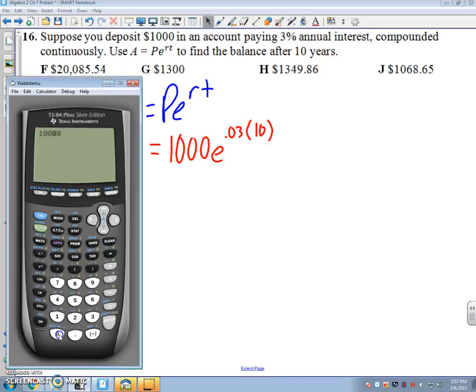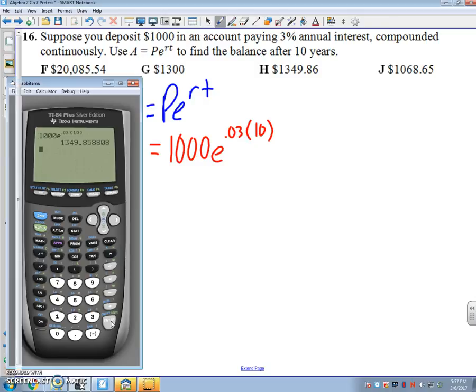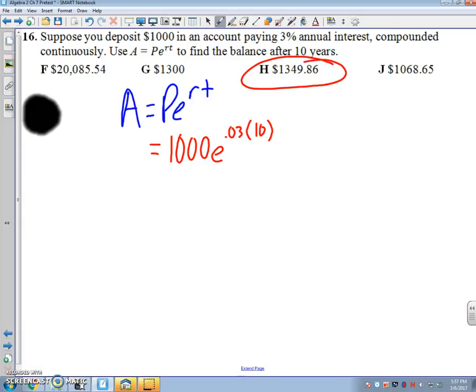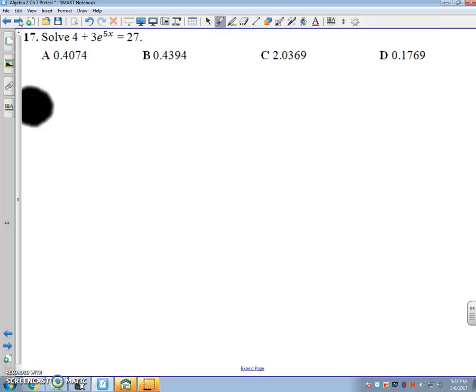So 1,000 times e to the 0.03 times 10. 1349.86, H. Right, so even though this is a word problem, they give you the equation, the formula, fill it out, and then use a calculator. So after 10 years, we get a $349 increase, about 34%.